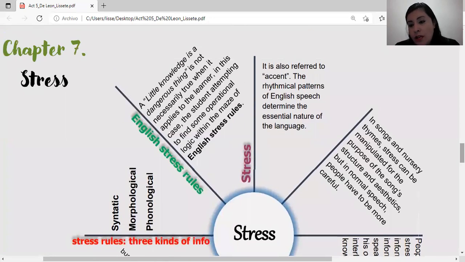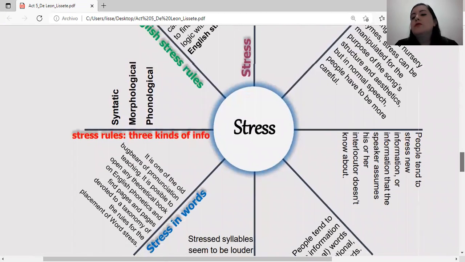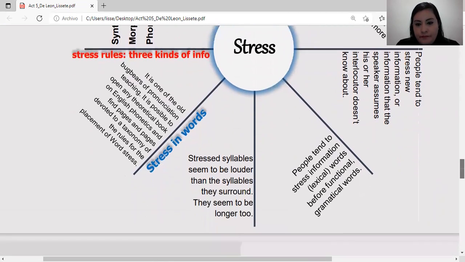In songs and nursery rhythms, I think that this is an error. So the correct word is rhymes. Stress can be manipulated for the purpose of the songs, structures, and aesthetics. But in normal speech, people have to be more careful. People tend to stress new information or information that the speaker assumes his or her interlocutor doesn't know about.